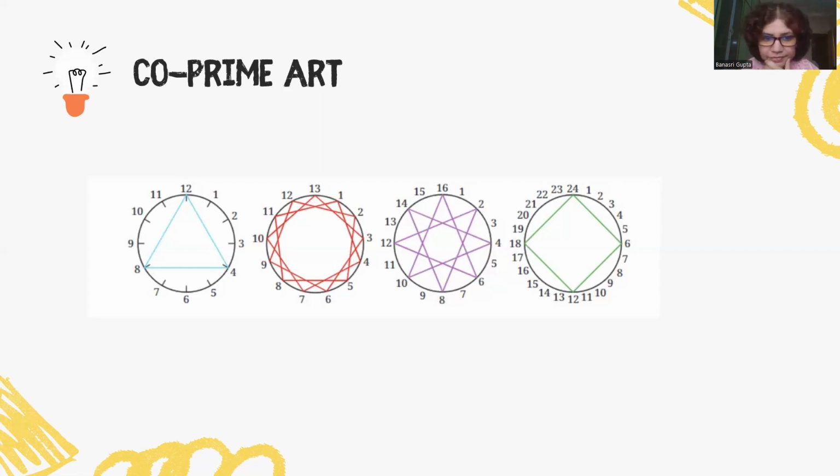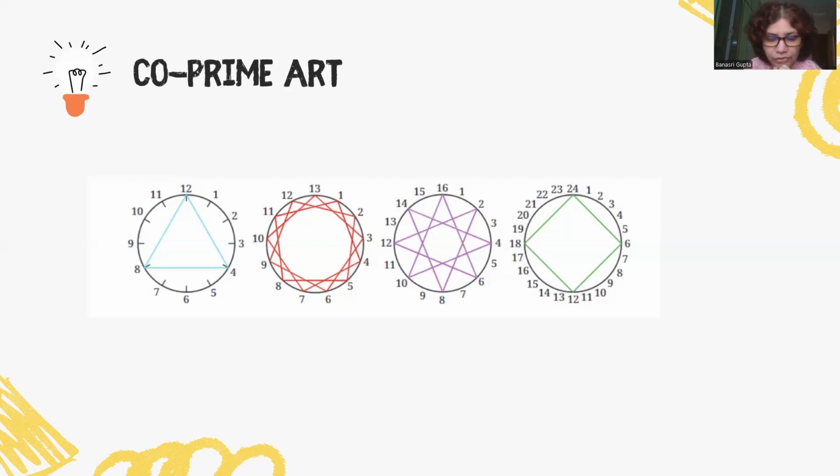If you see the second figure, 13 and the gap is 3. Both are prime numbers. So they will be obviously co-prime numbers. So 13 and 3, they are co-prime numbers. So the thread will pass through all the numbers, all the dots marked on the circle.